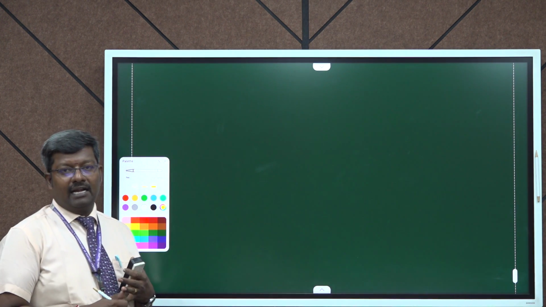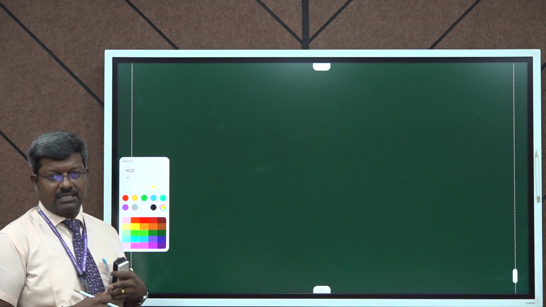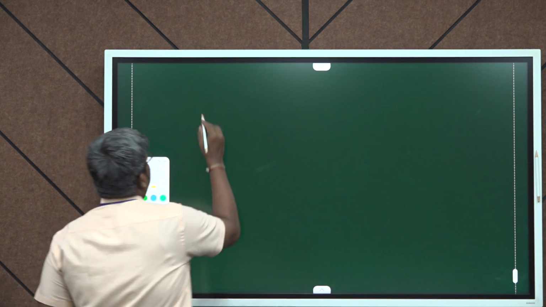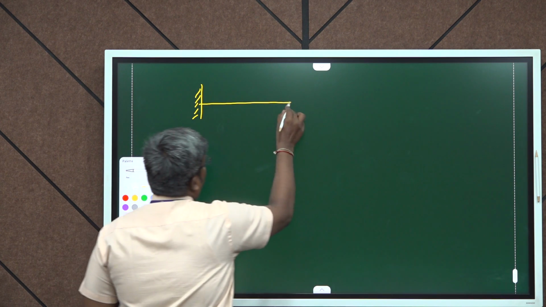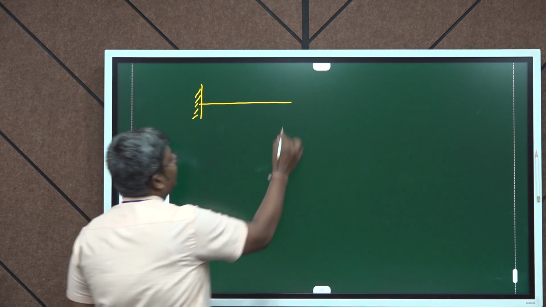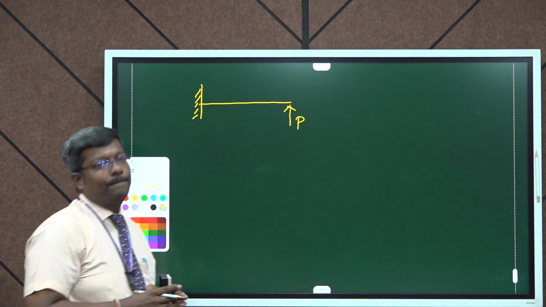There are 3 indeterminate beams. The first one is the propped cantilever beam, the second one is the fixed beam, and the third one is the continuous beam. Let us see the propped cantilever beam first. A propped cantilever beam is a cantilever beam which has one more support at the free end of the cantilever. This support is called a prop.